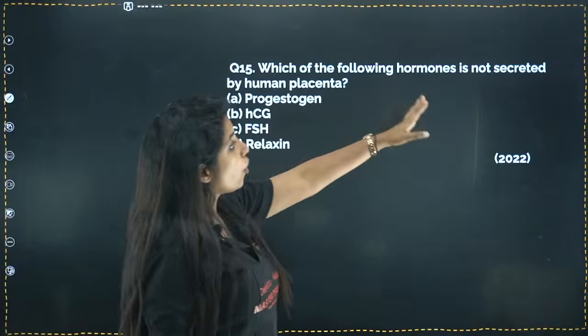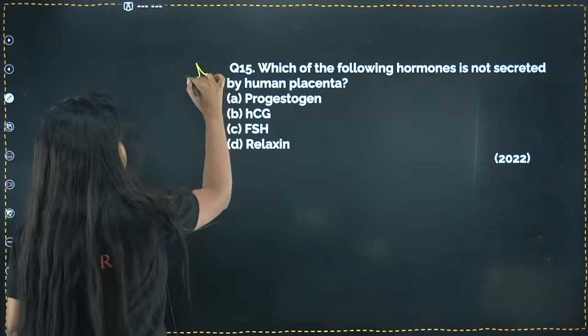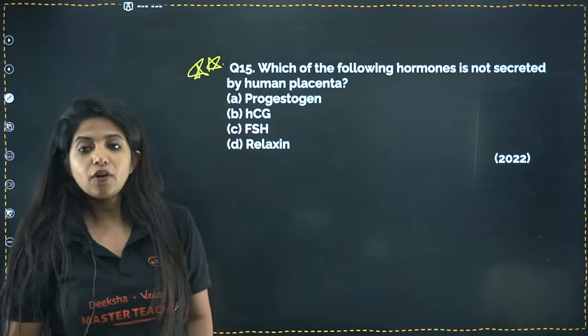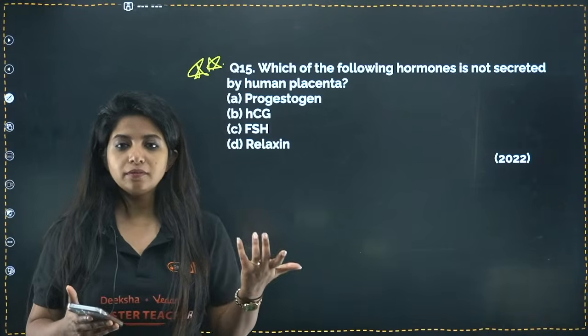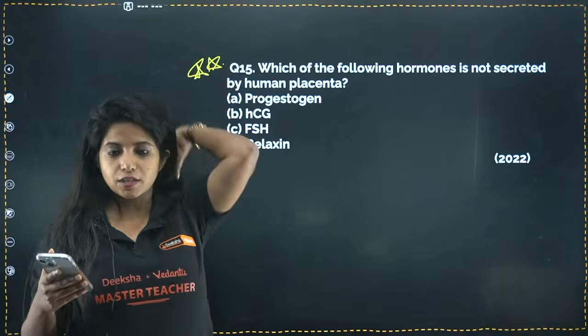Which of the following hormones is not secreted by human placenta? This again is a very important concept, asked so many times in different formats. Which of the following hormones is not secreted by human placenta? Very simple. Progesterone, HCG, FSH, relaxin. What do you think is the answer for this question?